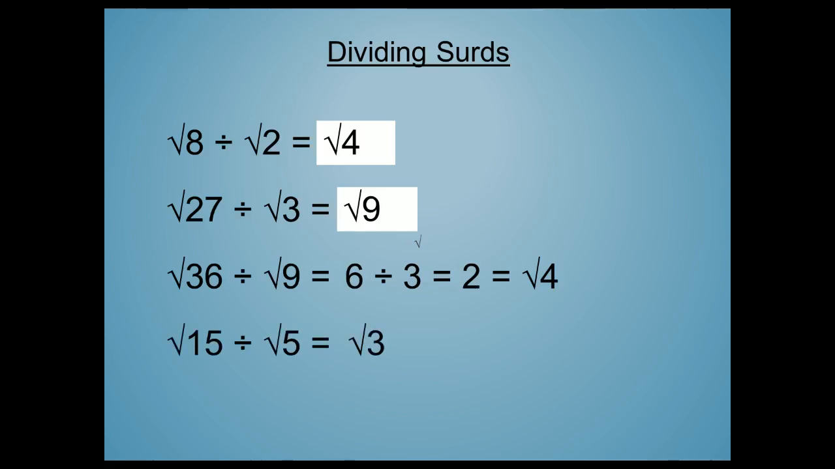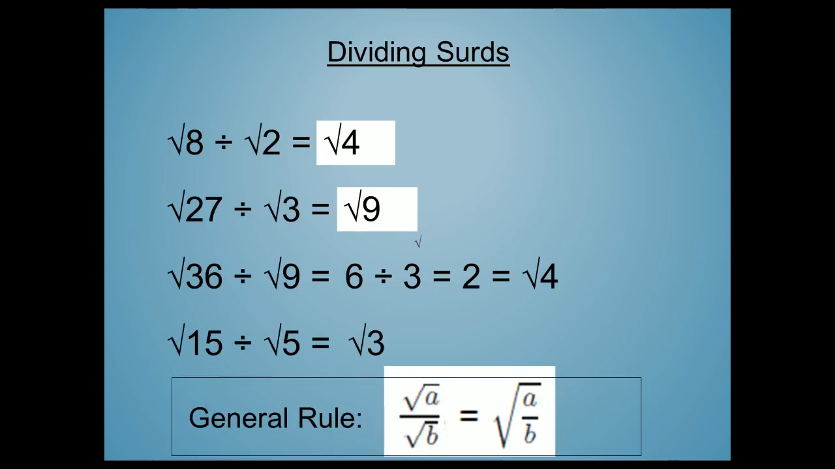Okay? That's your rule. It's a bit like algebra in many ways. Then you're going to cancel down, etc. But square root of a divided by the square root of b is the square root of a divided by b. Altogether. Very similar to the last one.